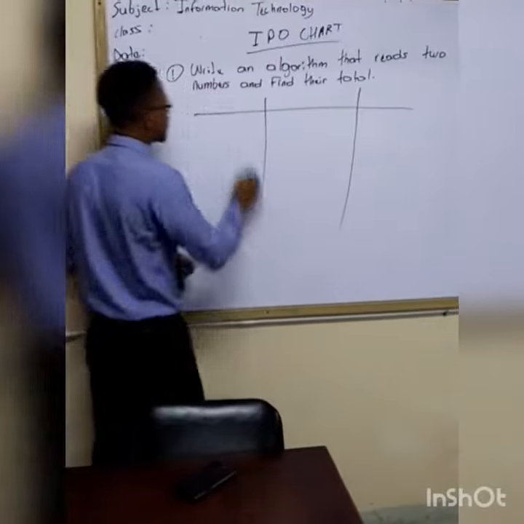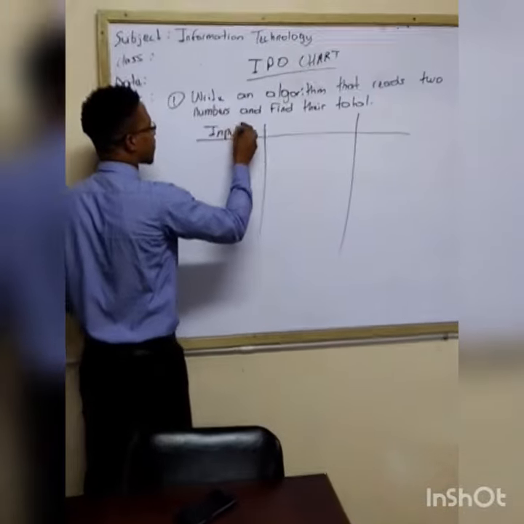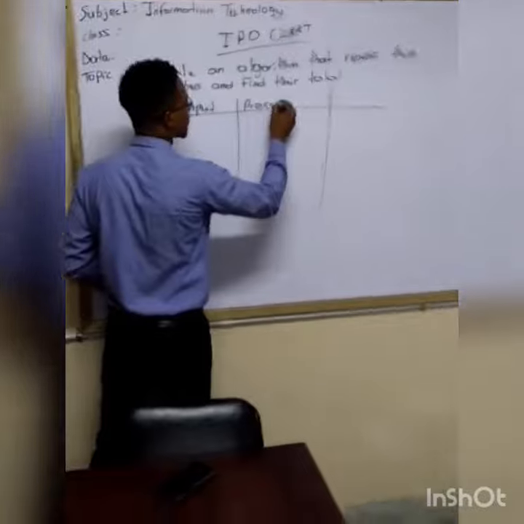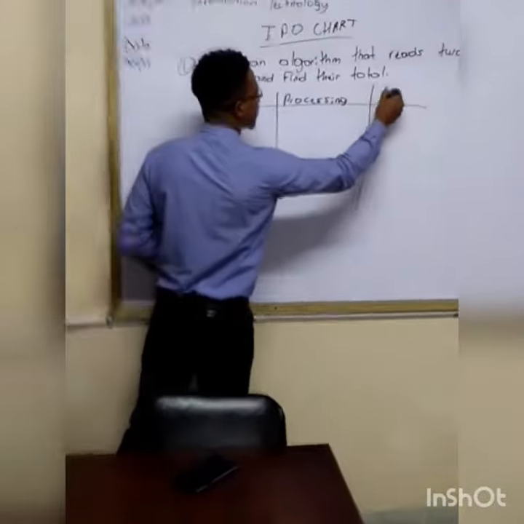There are three parts to this table: the input, processing, and output.